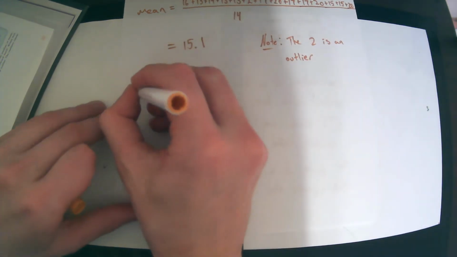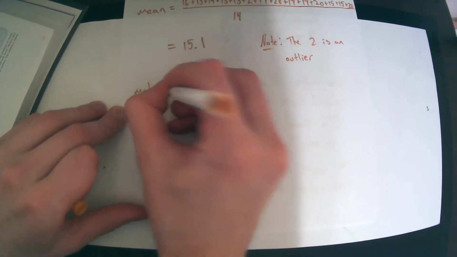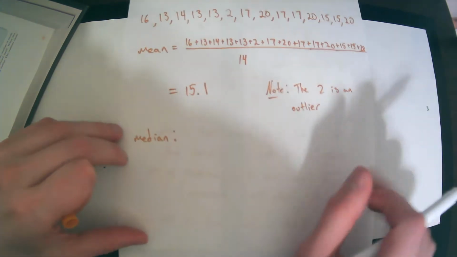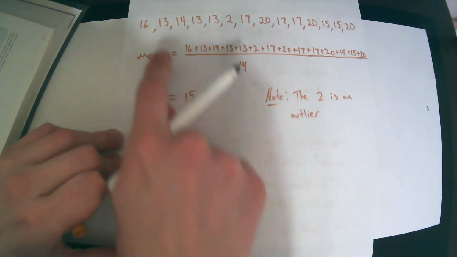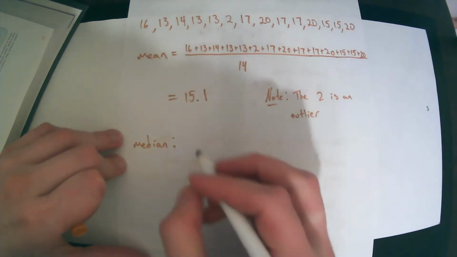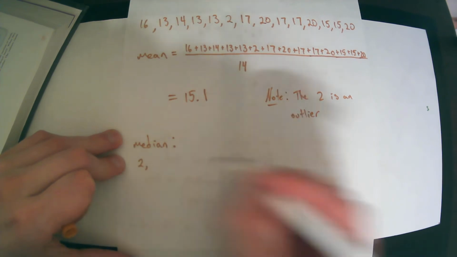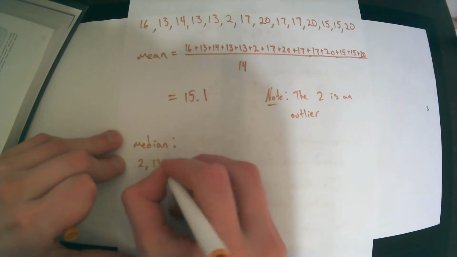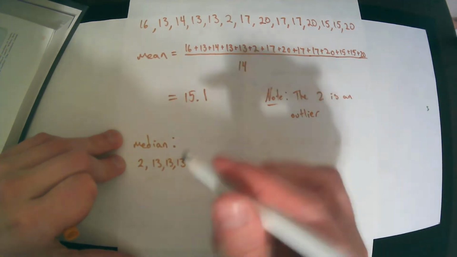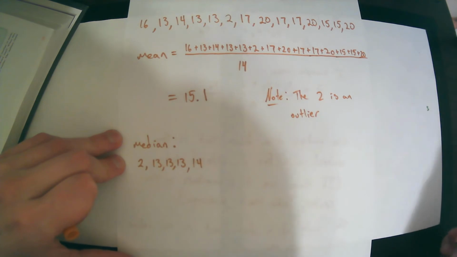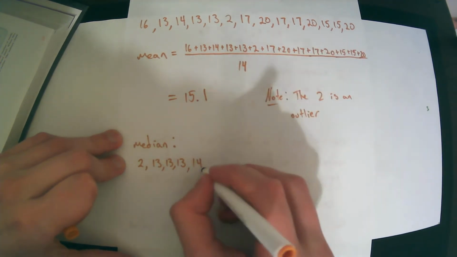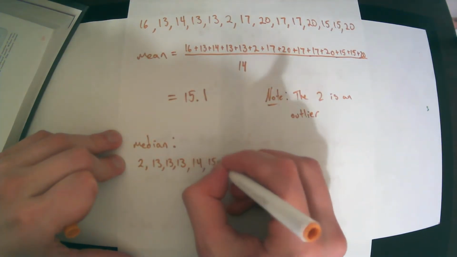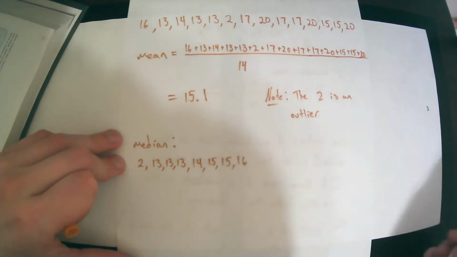So the median now. For median, I'm not going to put equals. I'm going to put a colon because we're going to need to do some work first, and it's not really an equation like mean is. We're going to have to put this in order numerically. So I'll start here and say the 2 is definitely first. The next highest values are these 13s, and I've already noted there are 3 of them. And then of course the 14 is next, and there's just one of those. Right? Yes. And then there are 2 15s and a single 16.